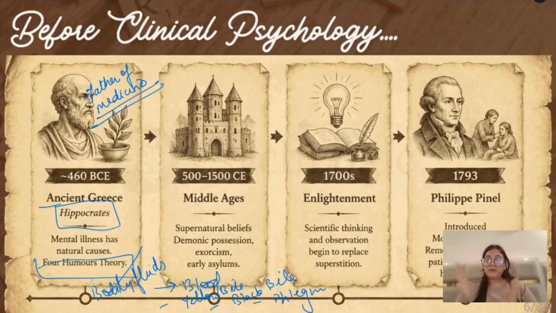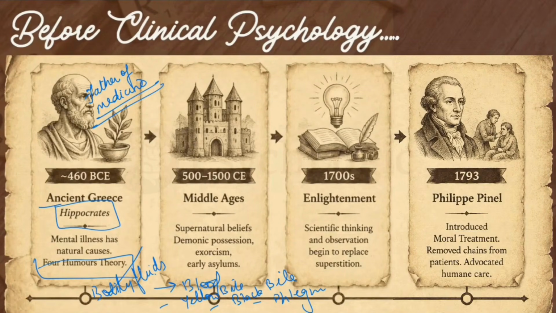Okay, how did we move further? We started what? Scientific observation started to take place. Okay, here is where we started scientific observation. Hippocrates was natural causes. Then comes a very important person, 1793, Philippe Pinel.